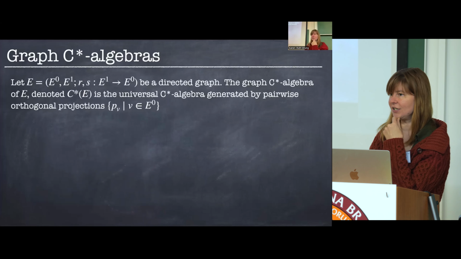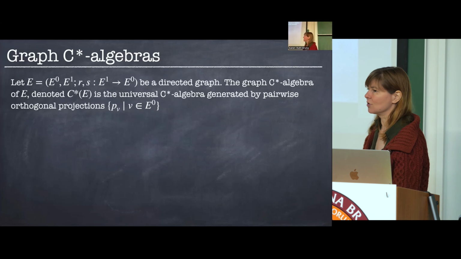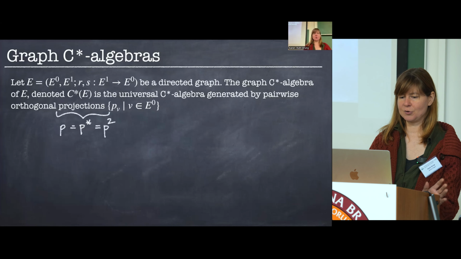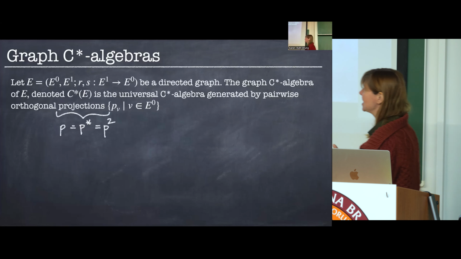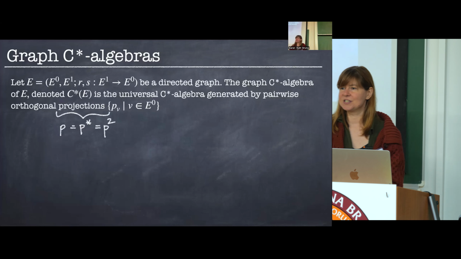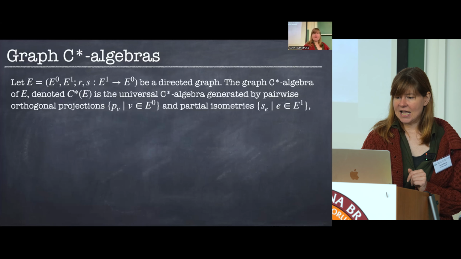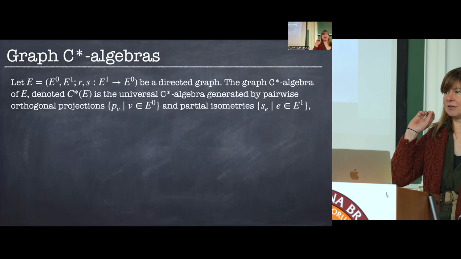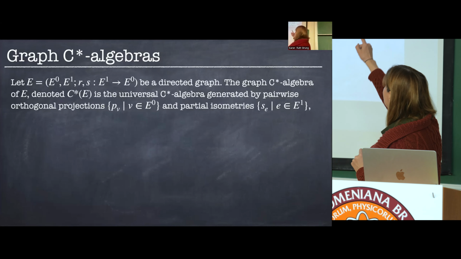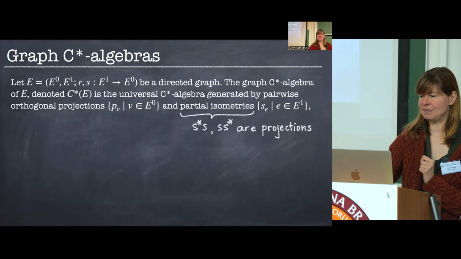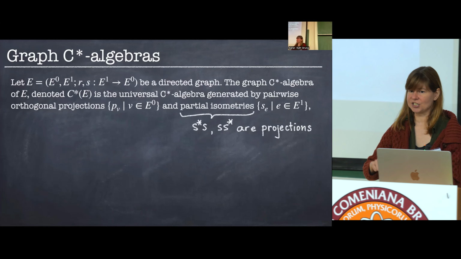Well, we construct a universal object, which is generated by pairwise orthogonal projections. So for those of you not familiar with what that means here in the C-star context, it means an element that is the same as its adjoint and its square. So this is exactly what you think it should be in matrices, for example. And then by orthogonal, I just mean P and Q are orthogonal if P times Q is 0. We have partial isometries. What does this mean? It means that when we take S star S and S S star, we get projections.